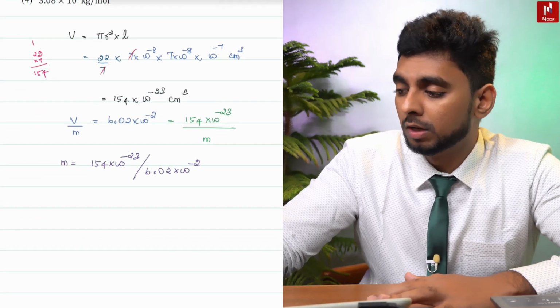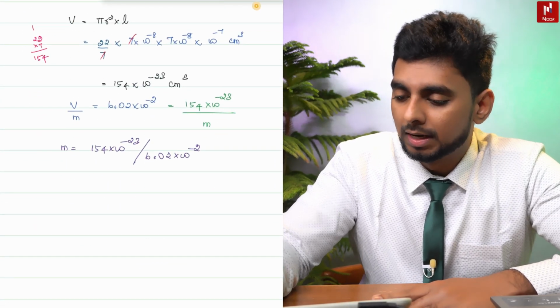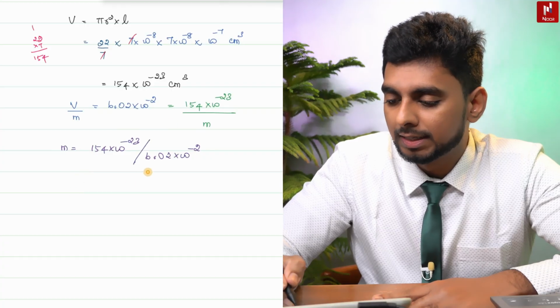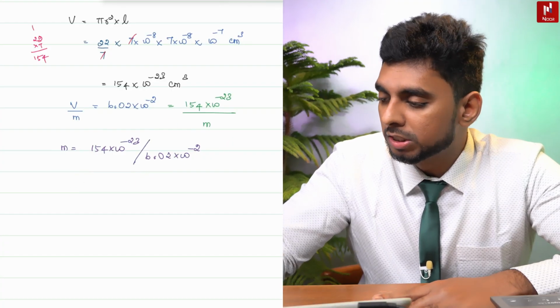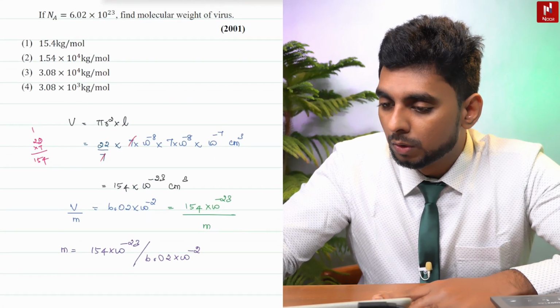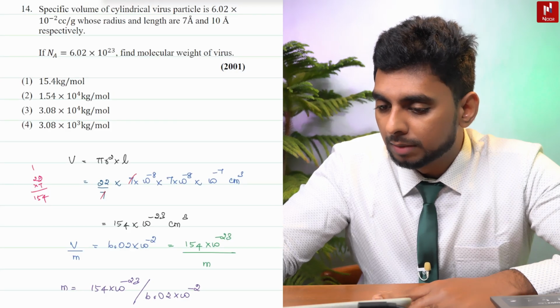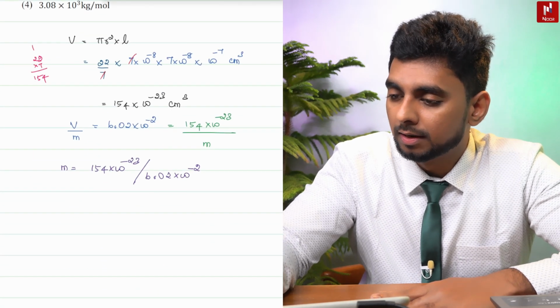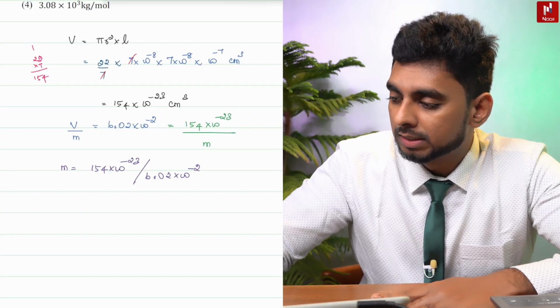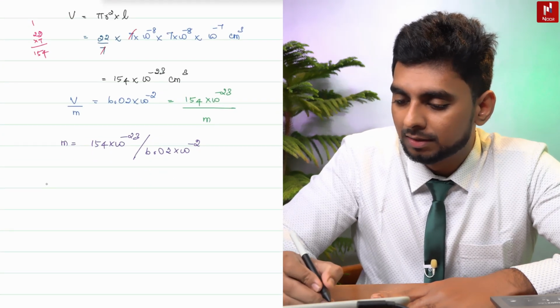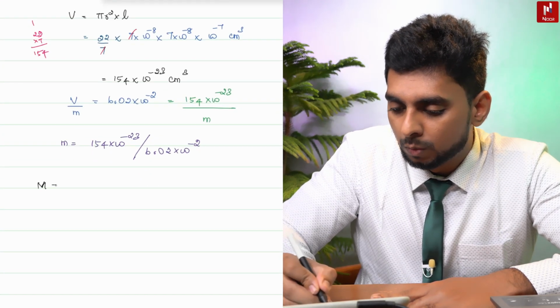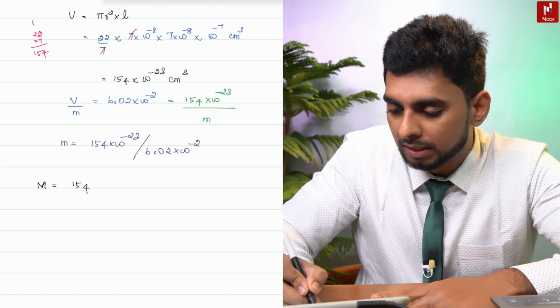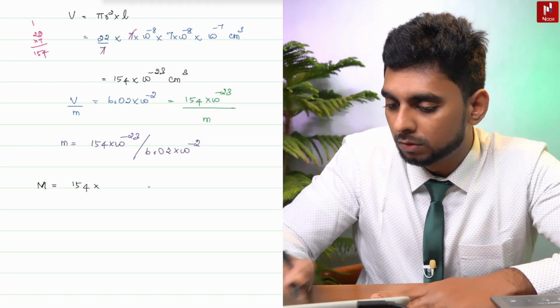So to get the molecular mass of the virus particle, I'll just have to multiply this entire term by 6.02 into 10 power 23, isn't it? Here this is the mass of one virus particle. So to get the molecular mass or molar mass, let me notate it with capital M, what I will do is multiply by 6.02 into 10 power 23.